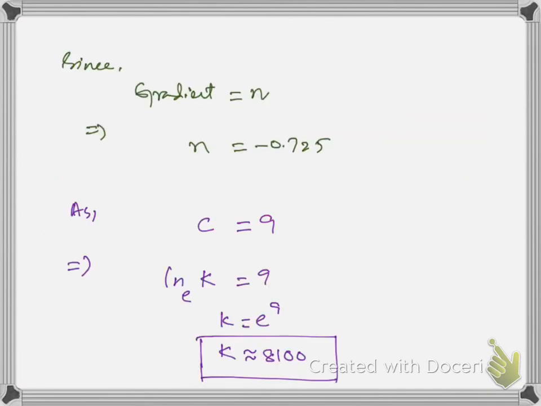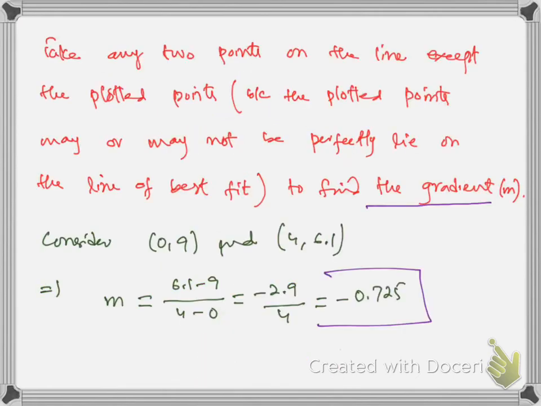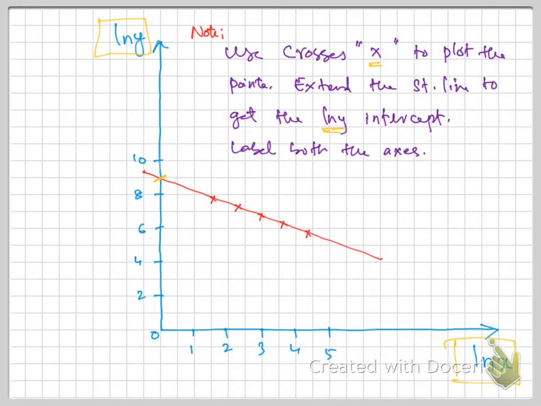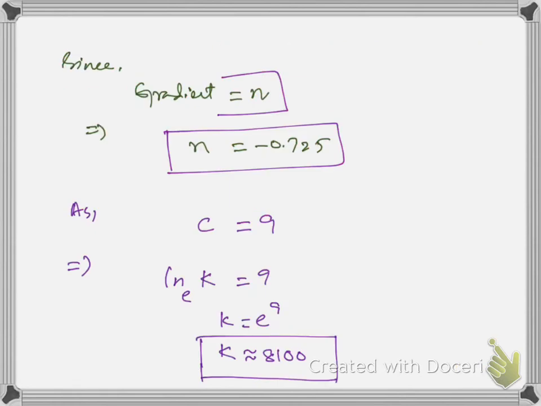Since gradient was small n, therefore the value of small n will be minus 0.725. The ln y intercept is 9 according to this sketch. This is 9. Therefore c is 9. But ln y intercept was ln k, and the base of ln is always e. Therefore k is equal to e power 9, and you can use calculator to get the value up to 2 significant or 3 significant figures. So that's the answer of k, and this is the answer of n.